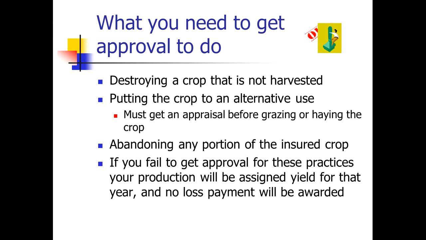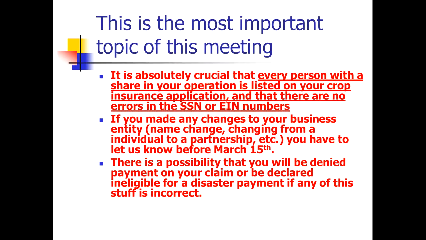Grazing or haying is another thing. If you want to switch from what you consider to be a grain crop to a haying crop, we need to get an appraisal before you do that. Any failure to get approval on any of these practices will be an assigned yield for that year and no loss payment will be awarded. So make sure you get a hold of the adjuster before doing anything that's out of the ordinary with your crop.